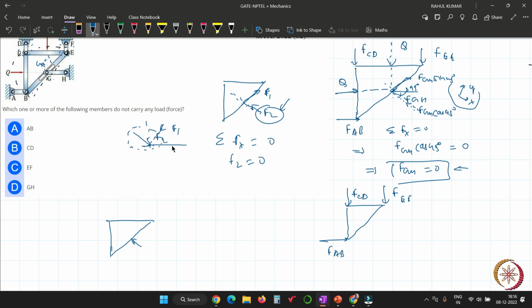Now resolve F1. If the angle here is 45 degrees, what will you do? Resolve F1, so here F1 cos 45 degree and F1 sin 45 degree, right? Tell me. Yes, sir. Yeah, still you are achieving the same result. Here also F1 is 0, so there is no force here.